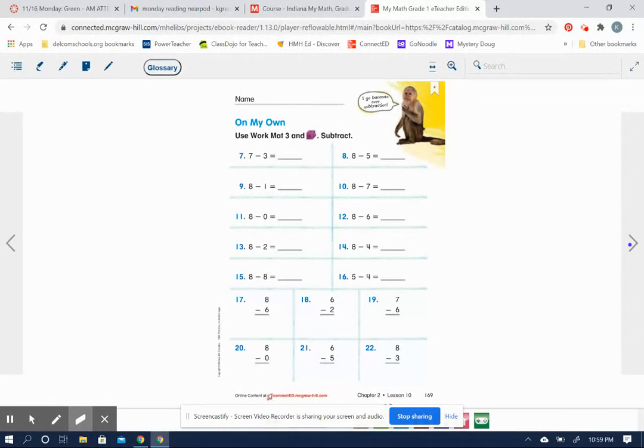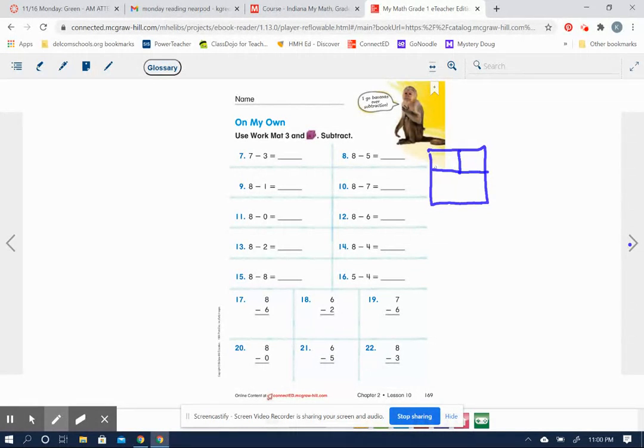All right. So the work mat 3, that's the part whole mat that I just showed you, the one that should be in your math folder. It's one of your tools. It's the one that looks like this. So you've got the whole number down here, and then part and part, because part plus part equals the whole. And if you subtract, you start with the whole and you take away one of the parts, it's going to equal the other part. Or you take away this part and it's going to equal the other part over here.